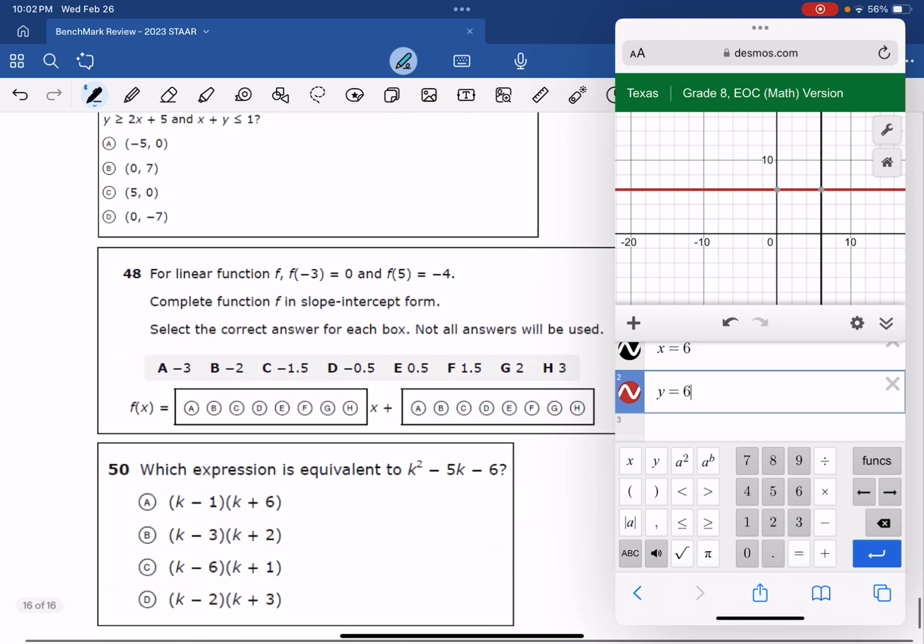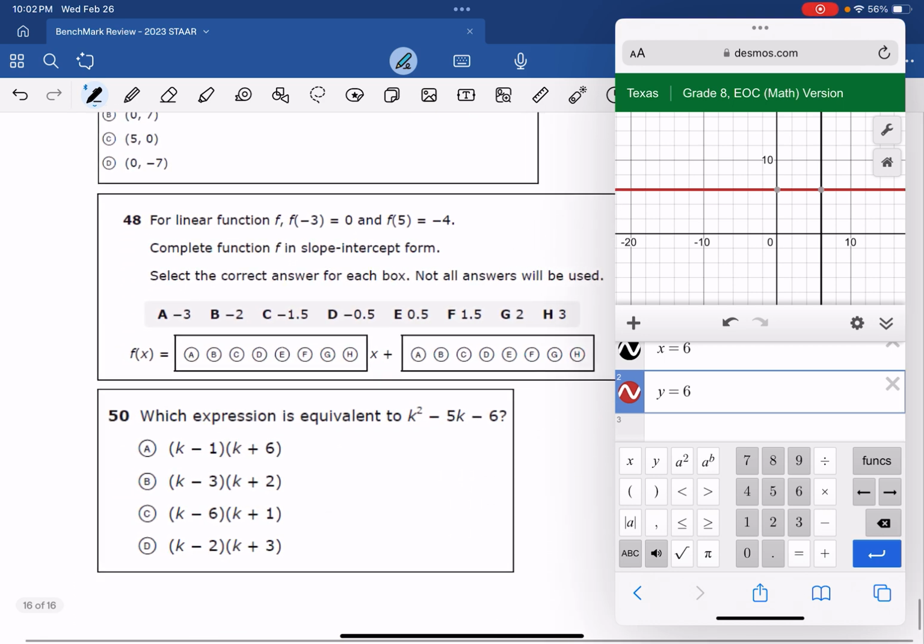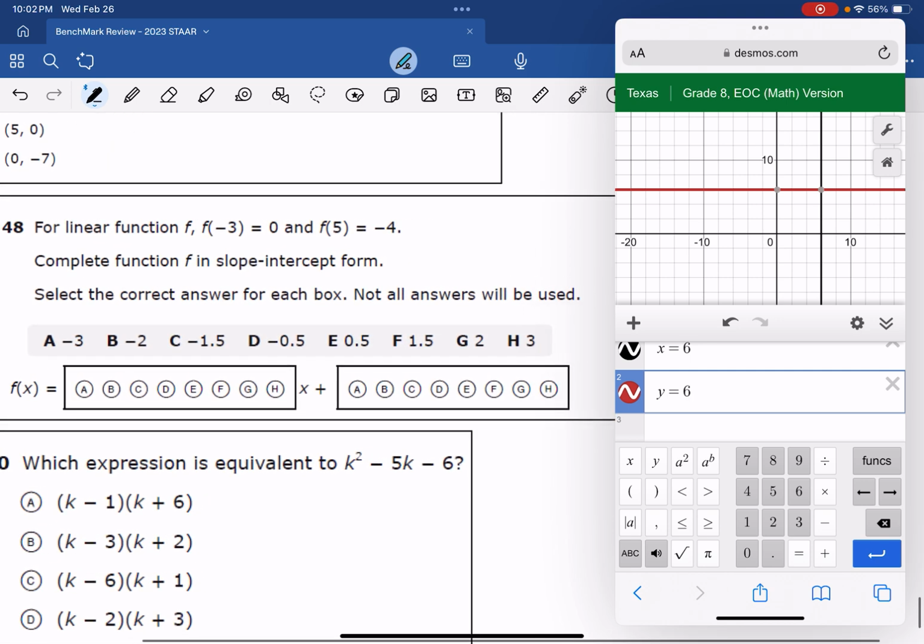All right, last two you can use in Desmos. Shocker, I know. Okay, so this one right here is a little different than what you're used to seeing, right? That says for the linear function f of negative 3 equals 0. Well, guys, remember this is x inside of here, right? And f of x equals y. So what they're saying is there's an ordered pair of negative 3 and 0 and 5 and negative 4. So don't be freaked out if you see it in this form right here, right? If it's inside the parentheses, it's the value of x. If it's after the equal sign, it's the value of y.